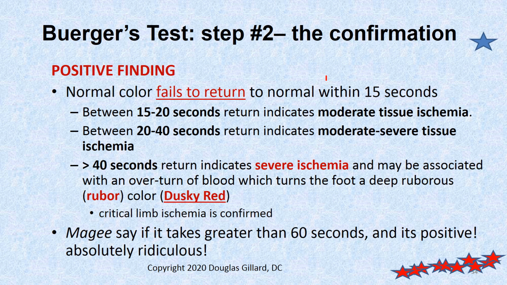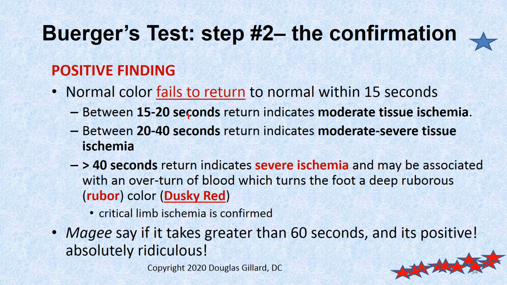A positive finding is simple. If it fails to return within 15 seconds, you've got a little bit of occlusion going on. In fact, it's a moderate tissue ischemia. And I'll show you a chart here in a second. It should return within 15 seconds. If it doesn't, we're worried about arterial occlusion. Then what test do you order? Ankle brachial index. You can check the flow of arterial blood through the ankle brachial index.